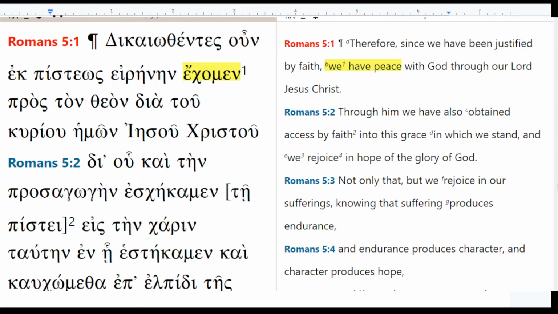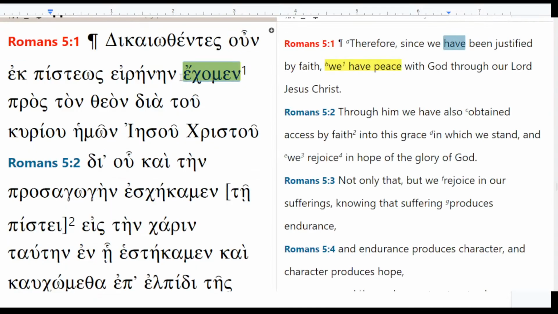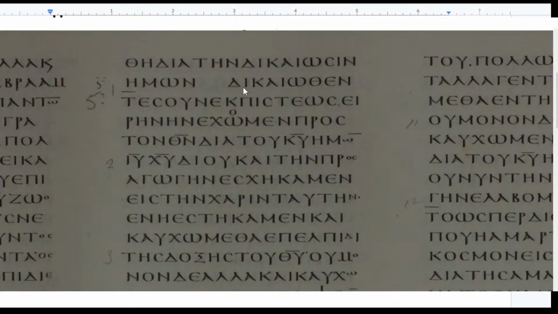Delta. Okay. But all of these are uncials, or capital letters. In the printed Greek New Testament, they're almost all minuscules. But anyways, I want you to note this word right here, beginning with the epsilon. It says echomen. You actually know most of these letters.